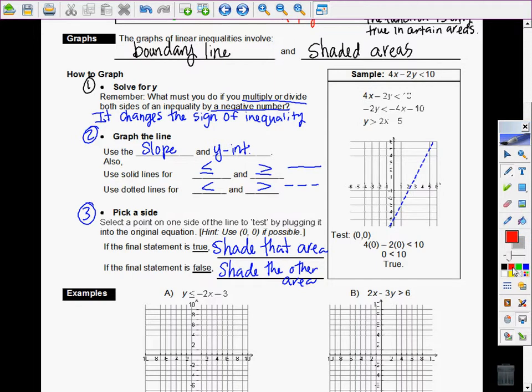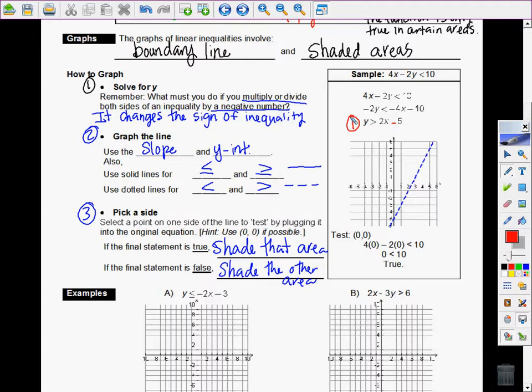All right, so step 1 tells me to solve for y. When I solved for y, I ended up with y greater than 2x minus 5, because my minus went away. So step 1, done: solve for y. Because I divided by -2, what did it cause my sign to do? It caused my sign to switch.